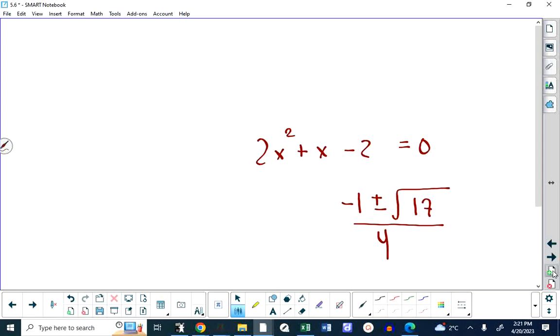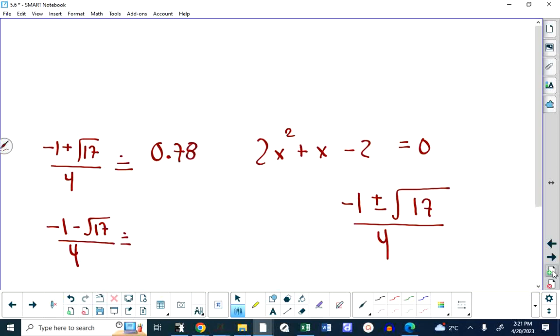So at -1 plus the square root of 17 all over 4, there is an asymptote. And at -1 minus the square root of 17 all over 4, there is an asymptote. Let's just, for kicks, figure out what that is. The first one's going to be very close to 3/4. It's going to be 0.77 or 78 maybe. 0.78. And the other one is going to be very close to -1.25. I'm going to say -1.28.